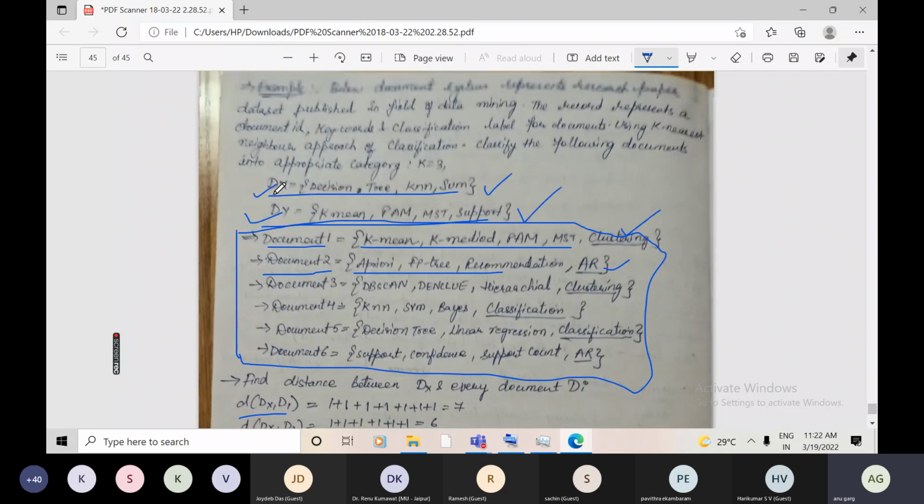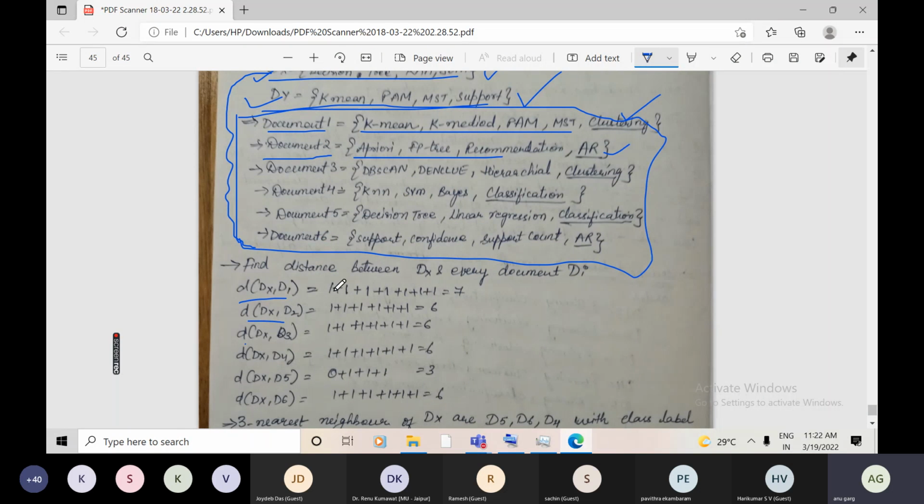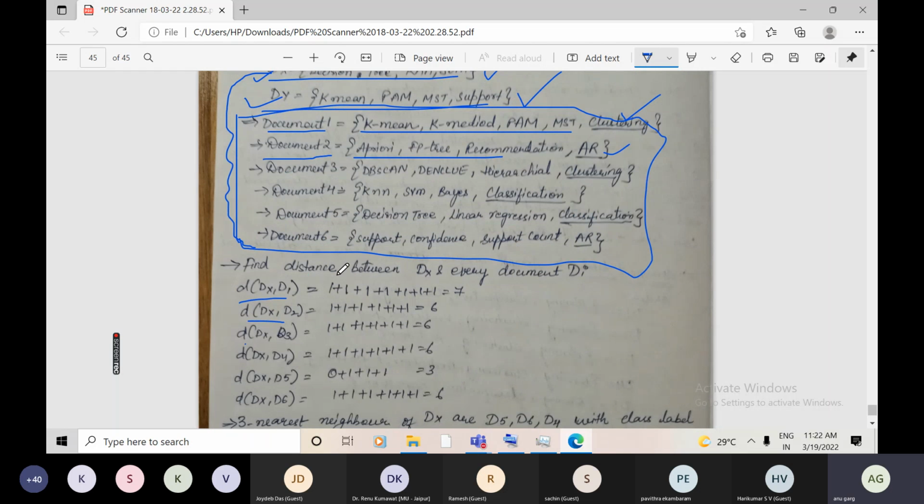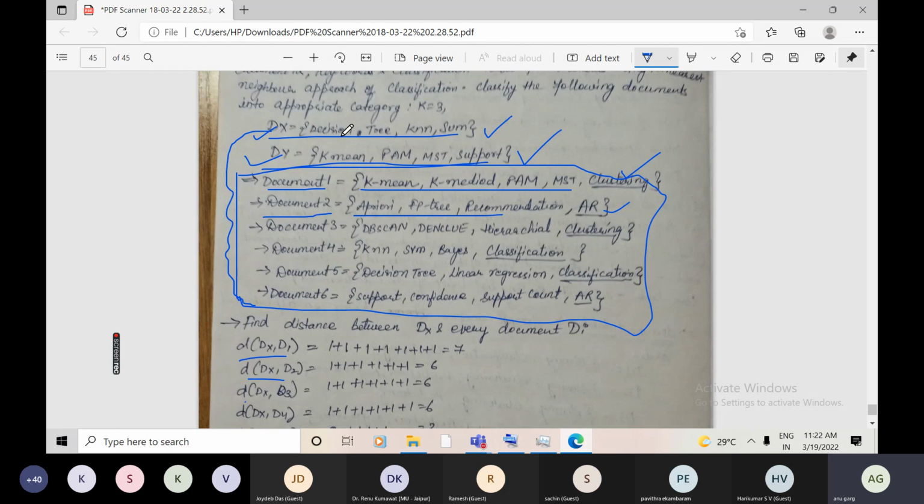So your dx document, first let's take dx. You have to find the distance of your dx from all these documents. How do you find the distance? In your dx, see what all the terms are: decision tree, knn, sum. Is any of these terms coming in document 1? No. So the distance is 1, distance is 1.